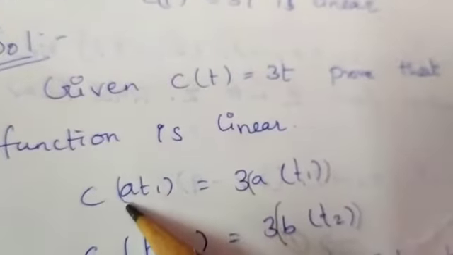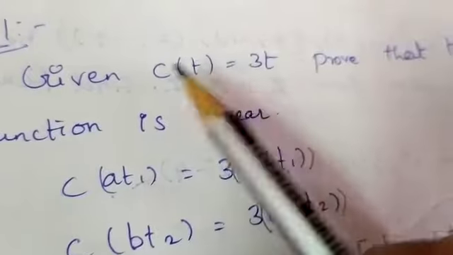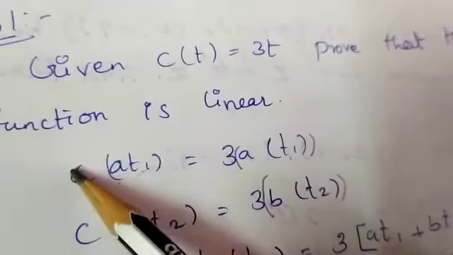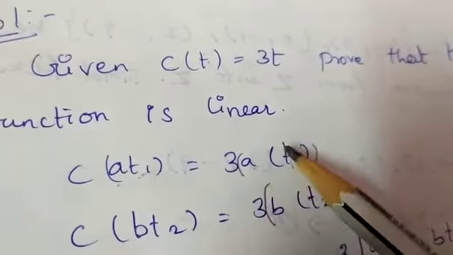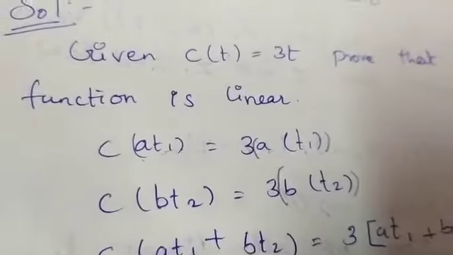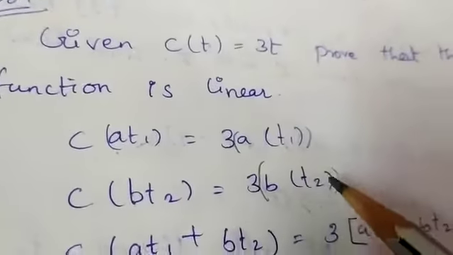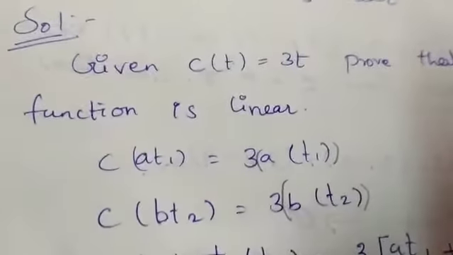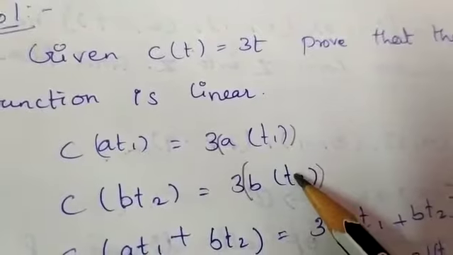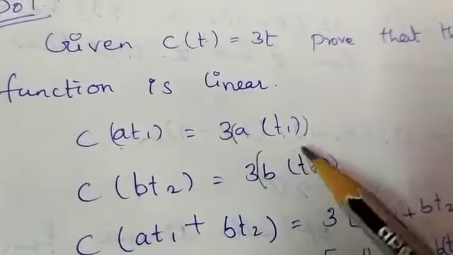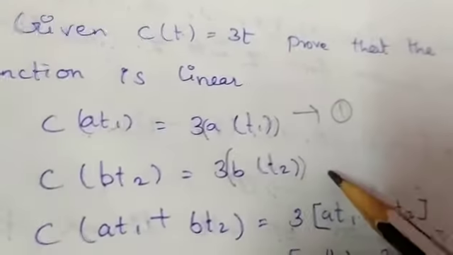Now I am substituting aT1 in the place of t in the given. That is, C of t will become C of aT1 and 3t will become 3 of aT1. Then again I will substitute t as bT2, and here also t as bT2. Always you should remember the same thing should be substituted on both sides. You should not put it as aT1 here and bT2 there. It is wrong. Let us take this as equation number 1 and this as equation number 2.